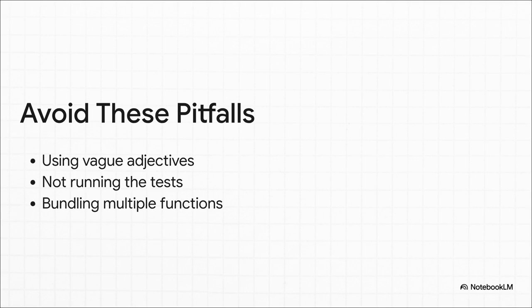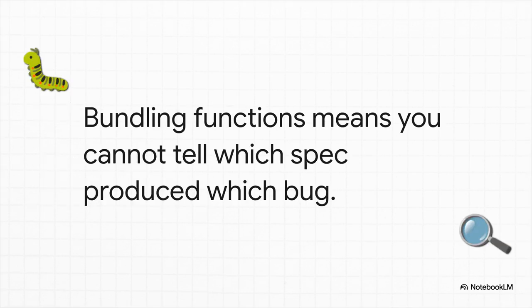Second mistake, and this one is wonderfully ironic, is accepting the AI's generated code without actually running the very example tests you just provided to it. Come on, run the tests. And finally, the third mistake, bundling 5 different functions into a single prompt. I really want to double down on that last point.